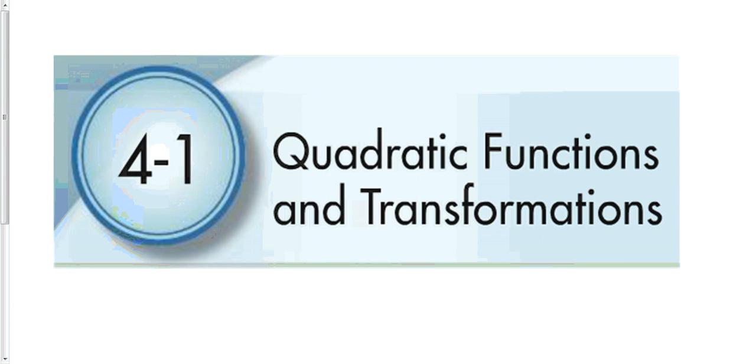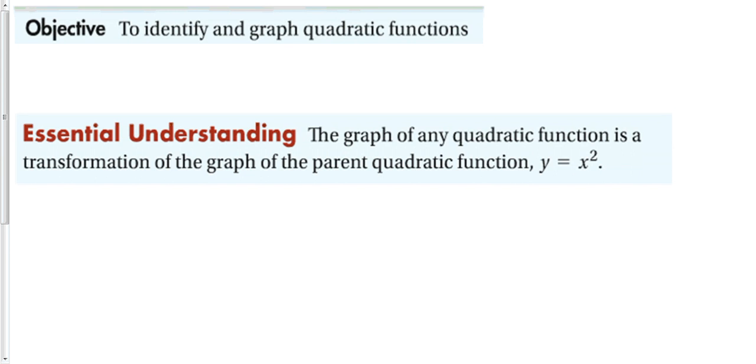4-1, quadratic functions and transformations. So in this section, we're going to identify and graph quadratic functions. And the essential understanding is that the graph of any quadratic function is a transformation of the graph of the parent quadratic function, which is y is equal to x squared.